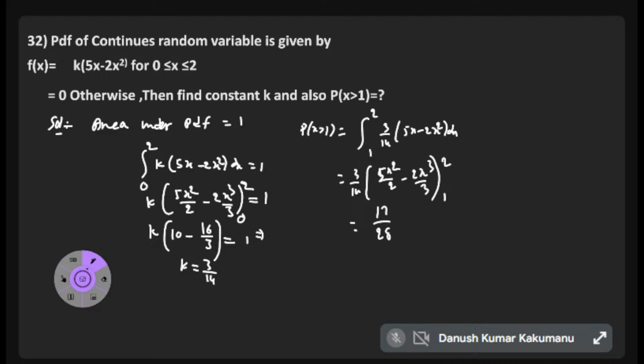No confusion, all of you understood? Yes. Let us move to next slide. This integration should be very fast in the exam hall. Is it clear? Don't make mistakes.